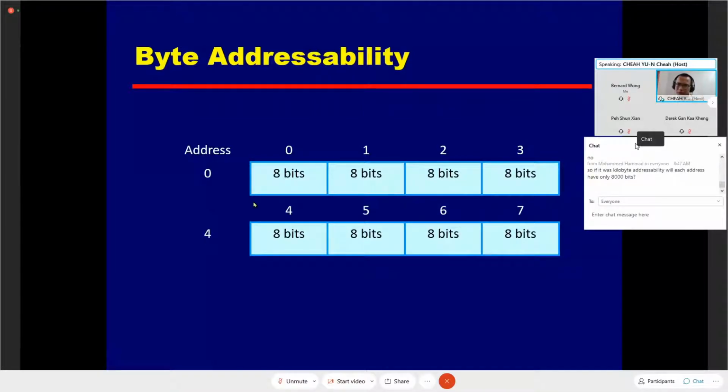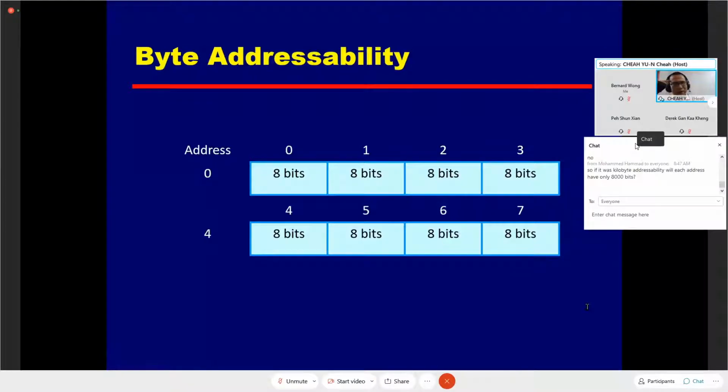Okay, so if it's kilobyte addressability, will each address have only 8,000 bits? So if it's kilobytes, so it's 1,000 bytes. Each address have 8,000 bits. No. Why do you want to do kilobyte addressability?